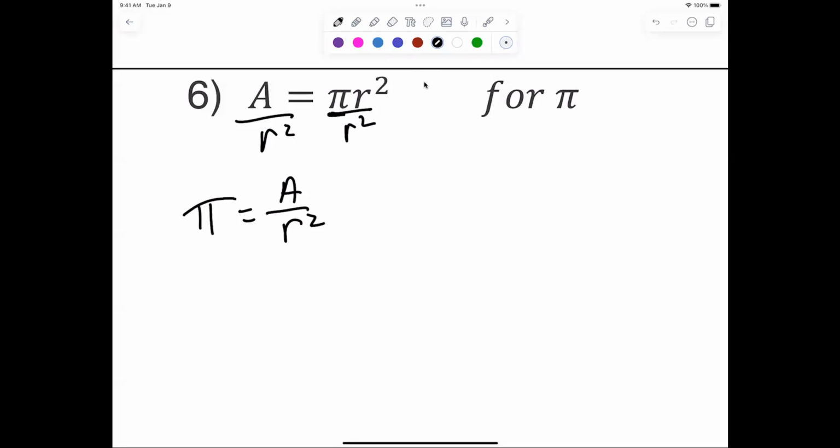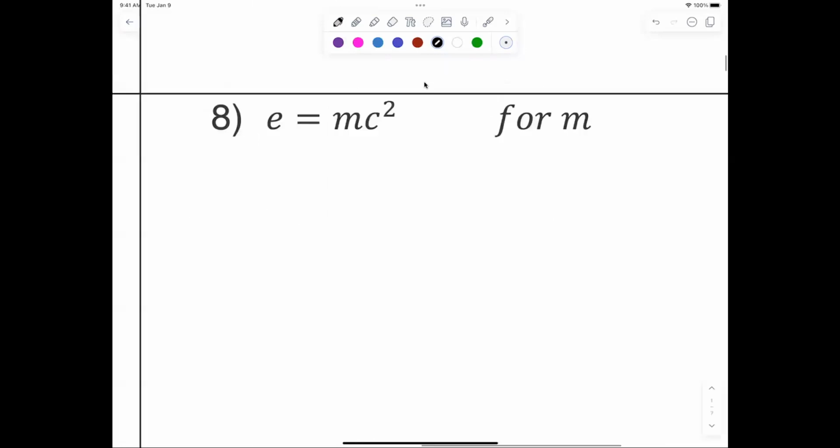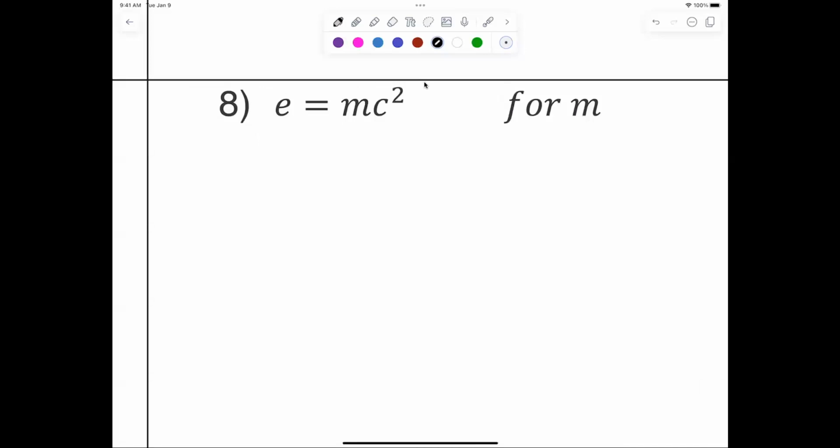All right, let's look at 8. E equals mc squared. Everybody recognizes that formula, correct? M stands for what? Mass. What does E stand for? Energy. What does C stand for? The speed of light. C is a constant, the speed of light squared. It's an amazing formula.